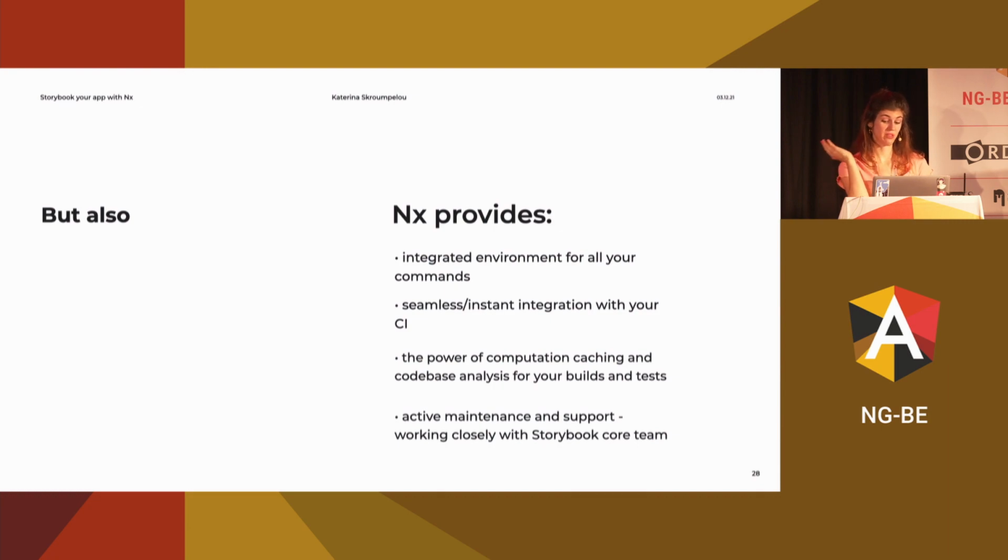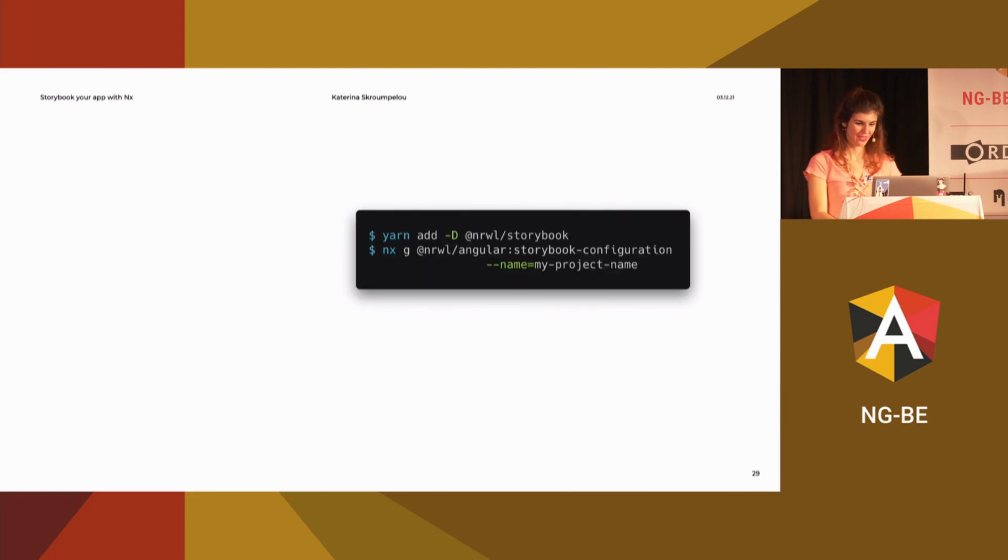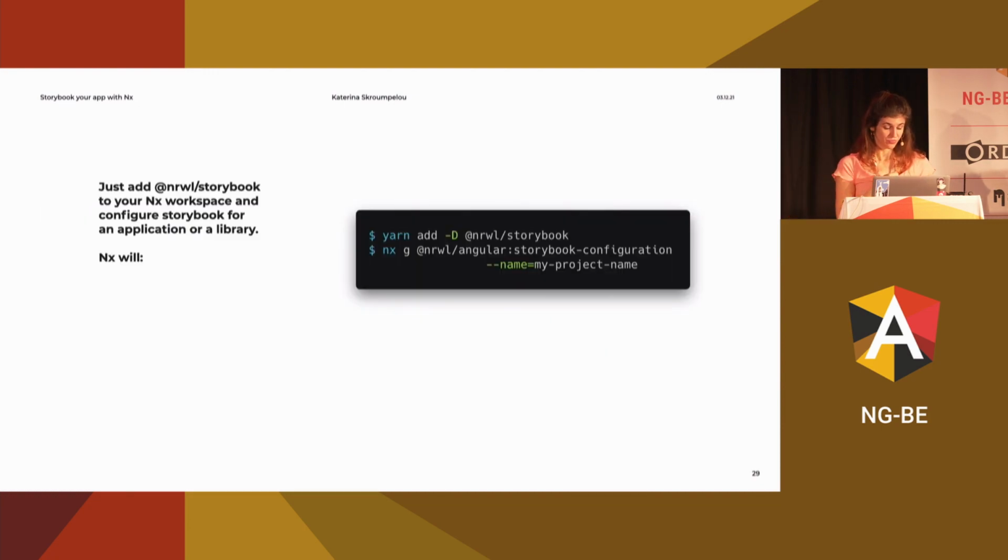Also, I have to say that Storybook also uses NX to manage their workspace. So they trust us and we trust them. So how do you use Storybook? You just add the Nrwl Storybook package to your NX workspace, and you configure Storybook for an application or a library. Who is not familiar with NX at all?